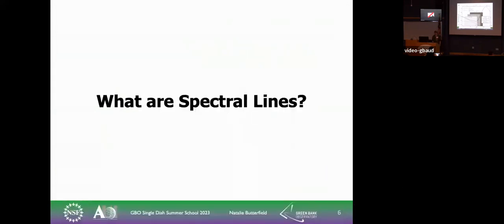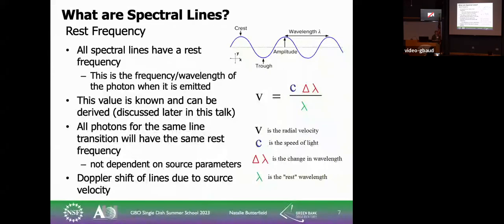Okay, so now let's move on to what spectral lines are. All spectral lines have a rest frequency. This is the frequency or wavelength at which a photon is emitted. So they have a known wavelength, and this is a signature for each spectral line. This value is known and can be derived, and I will be going into that a little bit later in my talk. So I just wanted to mention that here.